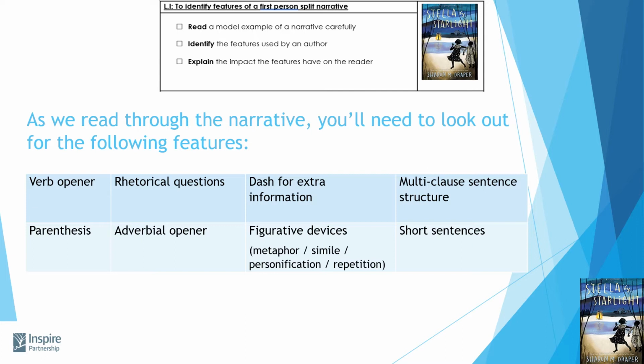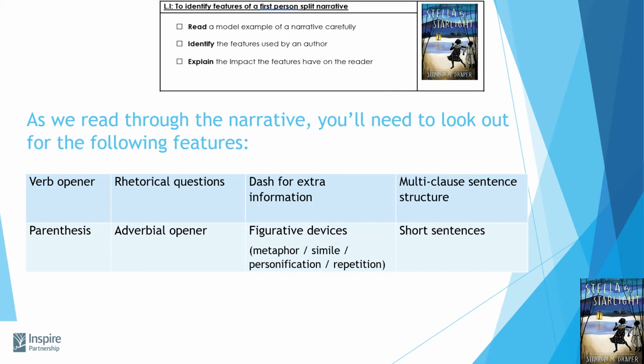You're going to be looking for dashes provided for extra information. So we could be talking about something in particular in the text, and then there's going to be some extra information provided about that particular thing. Think about multi-clause sentence structure. In other words, are we using something other than just simple sentences? Where are they, and can we find examples of those?